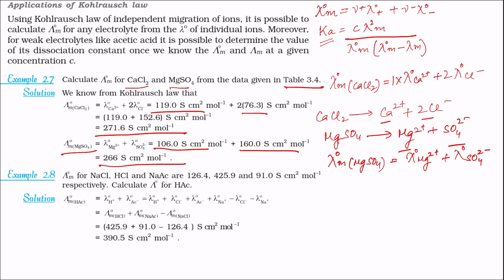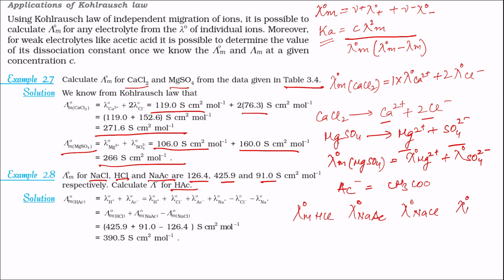Next example, limiting molar conductivity of sodium chloride, hydrochloric acid and sodium acetate are given. These are the values. Calculate lambda naught for acetic acid. AC minus stands for acetate ion. Lambda naught value of HCl, lambda naught value of sodium acetate and lambda naught value of NaCl is given. And we need to find the lambda naught value of acetic acid.